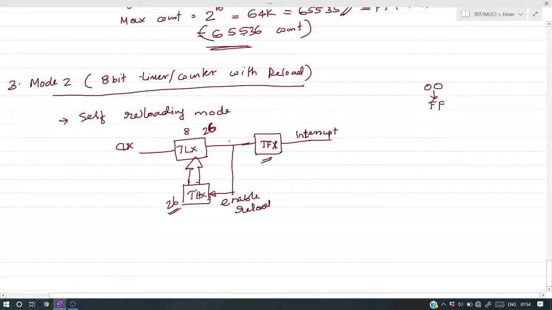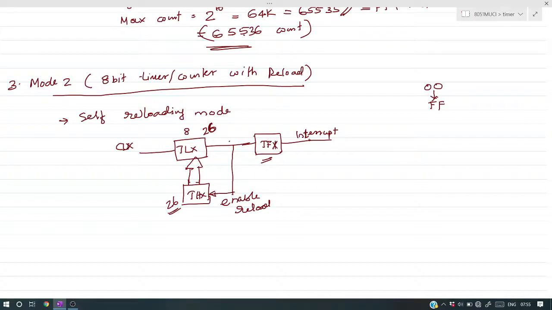The same count is reloaded by means of this enable reload signal, and it will start to count from 26 again. Whenever it interrupts the processor, the flag is automatically cleared. After the next overflow of TL0, TH0 is again loaded here. It will inform TF0 as 1, making TF0 1, and so on. This process is repeated. There is no stopping in this mode.